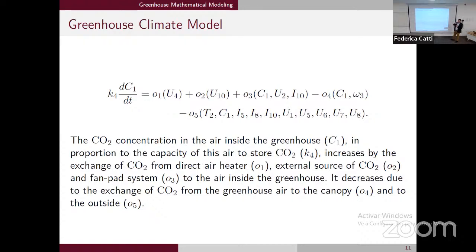For example, this is one of the ODEs of our simplified model. This is the ODE of C1, the CO2 concentration in the air inside the greenhouse. So we have that, in proportion to the capacity of this air to store CO2, that is K4, C1 increases by the flow of CO2 from the direct air heater, that is O1, the external source of CO2, O2, and the fan and pad system, O3, to the air inside the greenhouse. And also C1 decreases due to the flow of CO2 from the greenhouse air to the canopy and to the outside.